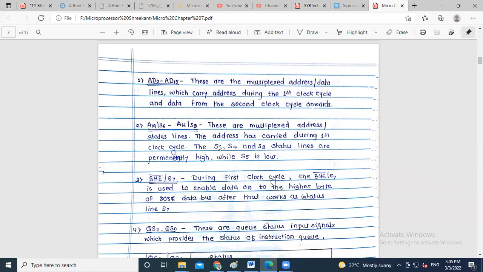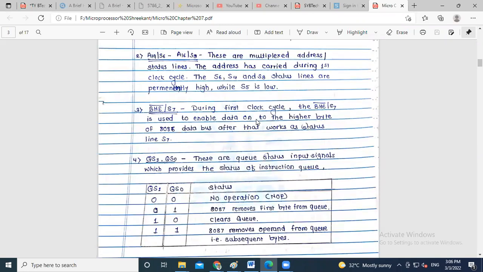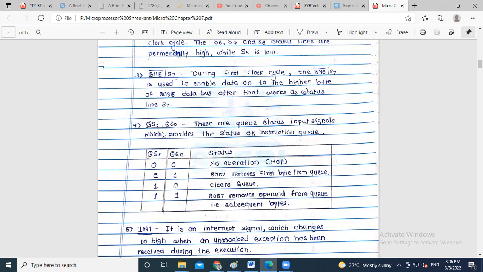These are the multiplexed address status lines, and these addresses are carried during the first clock cycle. Similarly, the S6, S4 and S3 status lines are permanently high. We have to say permanently high, while S5 is always low. In that pin configuration, you have to check it. So next one, the bus high enable pin, BHE/S7. During the first cycle, the bus high enable is used to enable the data onto the higher bytes of the 8086 data bus.